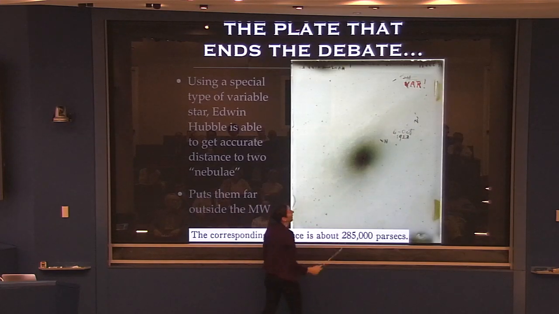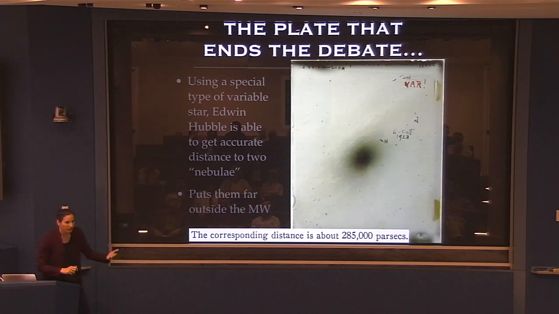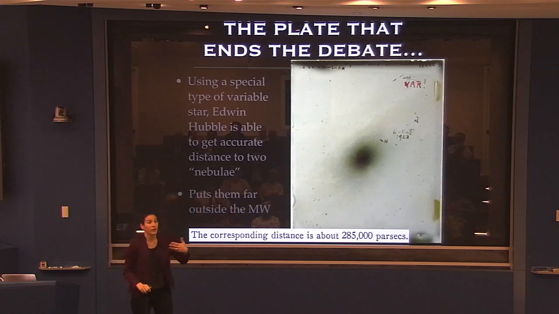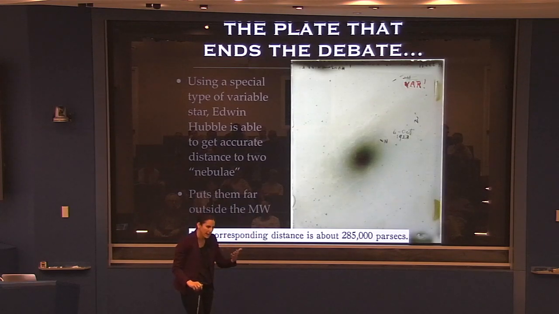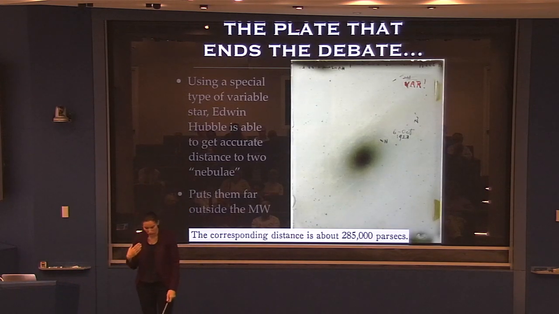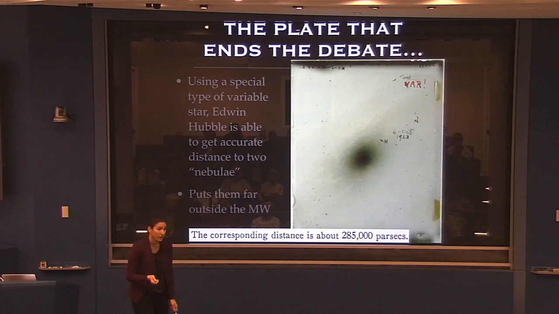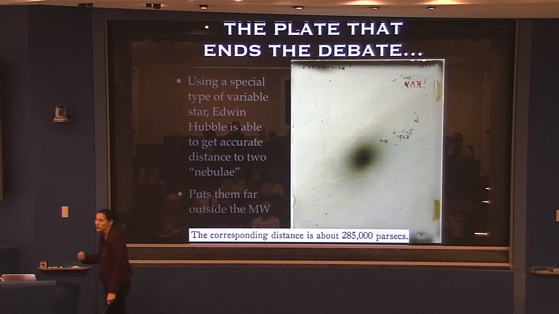This "var" up there is indicating a special type of variable star. So the reason that we didn't know the distances to these galaxies is because we didn't have absolute luminosities. So we didn't know if the galaxy was very, very bright and far away, or very dim and nearby. And there weren't really good handles on that, but Henrietta Leavitt came up with a relationship between the period of certain variable stars and their absolute luminosity. And that law allowed Edwin Hubble to actually measure the distances to these external nebulae.